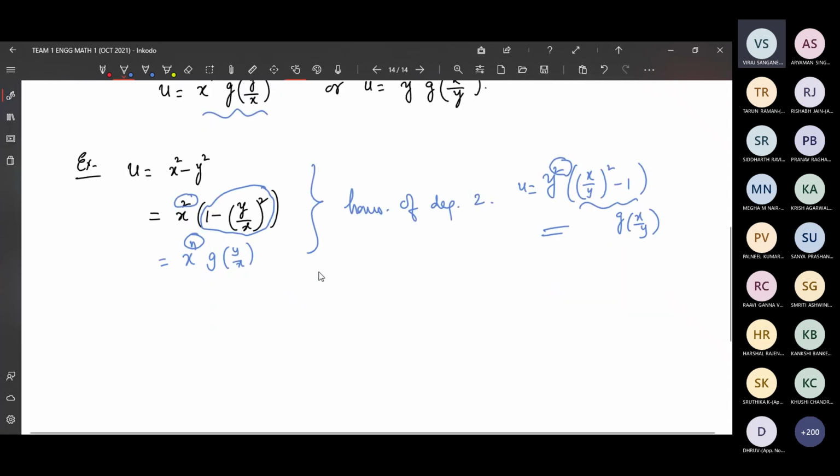For example, u equal to just x into y product. So I can write this as x square into y by x also, right? So that n equal to 2 here, and this is a function of y by x. Therefore, this is homogeneous of degree 2.